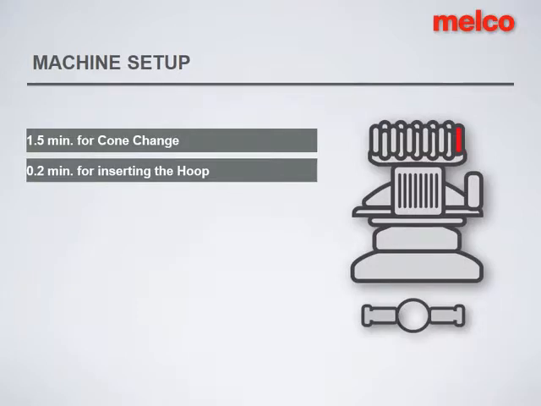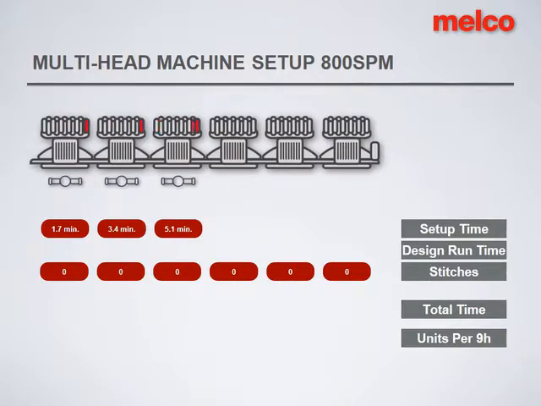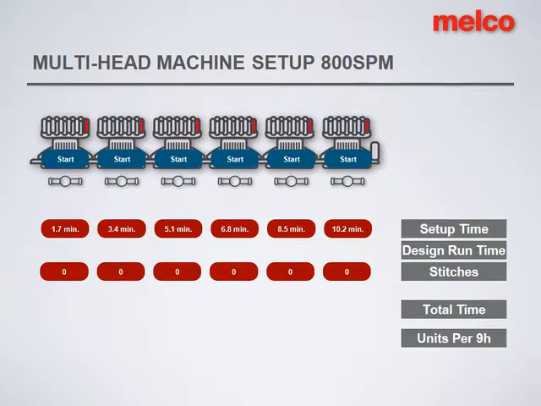Because a conventional multi-head system is connected to a single brain, all heads are dependent on each other. This means before I can start, I have to ensure each head is set up the same, in this case changing the thread of one needle and inserting a new hoop. By the time I have finished with my 6th head, more than 10 minutes has already passed with no production yet.